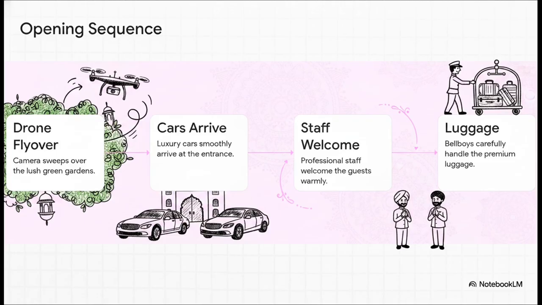Now, let's look at how the prompt actually choreographs the opening action. The camera movement is mapped out with incredible precision. Step 1 is that sweeping drone flyover of the gardens we just talked about. Step 2 grounds us, bringing luxury cars arriving smoothly at the entrance. Moving into Step 3, the prompt dictates that professional hotel staff, dressed in elegant uniforms of course, warmly welcome the arriving guests. And finally, Step 4, bellboys carefully handling the premium luggage.